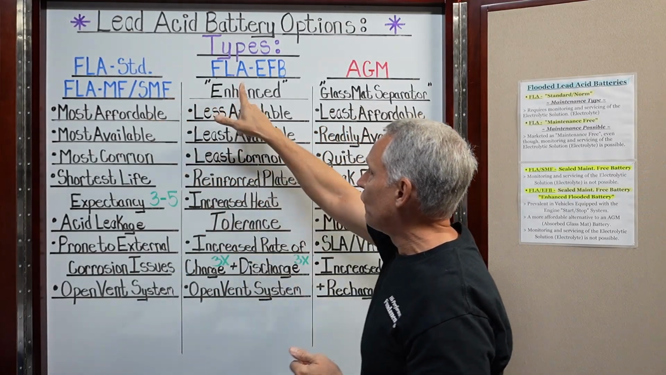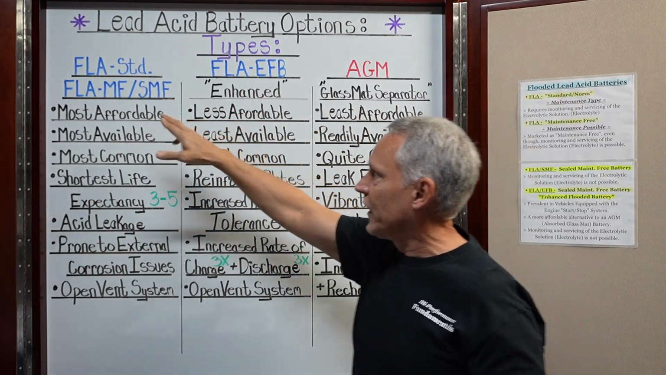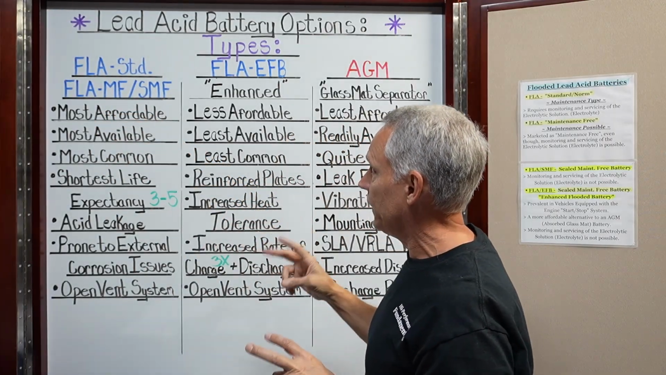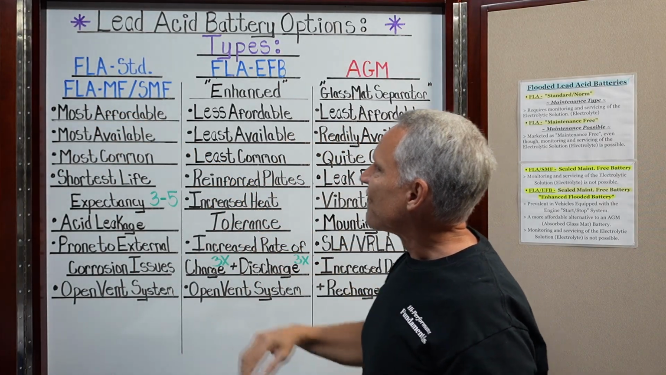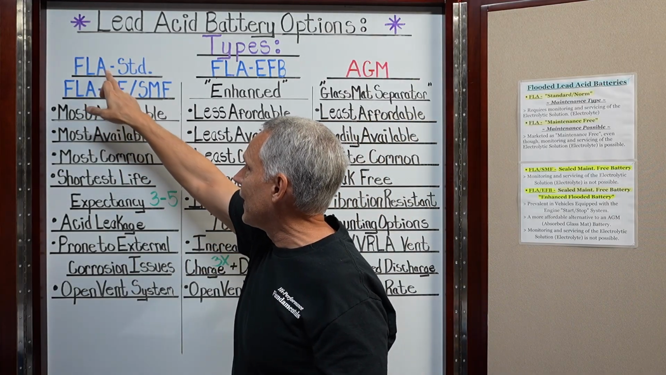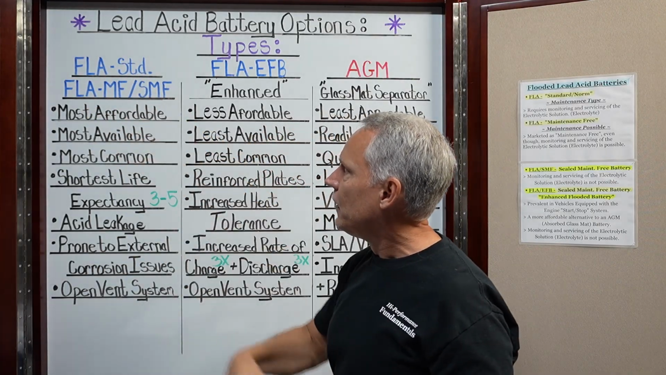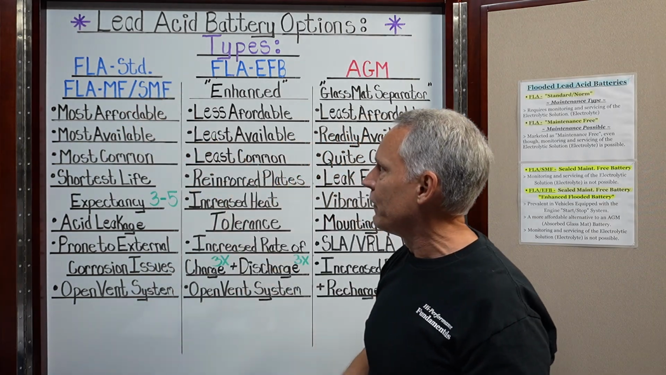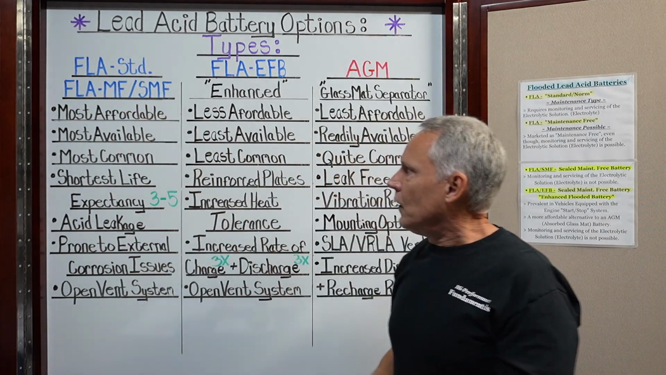lead-acid batteries, as far as liquid electrolyte, once again, I drew those in blue to designate liquid electrolyte. And this is your basic flooded lead-acid standard or norm battery, or your flooded lead-acid maintenance-free or sealed maintenance-free battery, or advertised as such. So what is that?